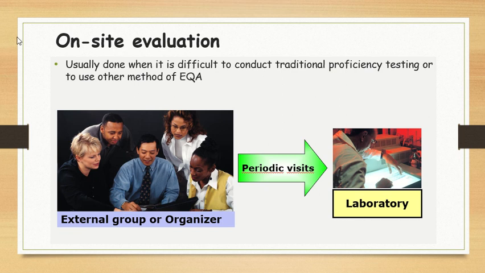Another kind of EQA is on-site evaluation. It is for a test that is done in one lab only in the region, with no proficiency testing scheme provided. It is also referred to as audits, assessments, or supervisory visits. Usually, the lab will go for certification or accreditation. The audit will be conducted by an external group or organizer to verify that the test is done in a proper way.